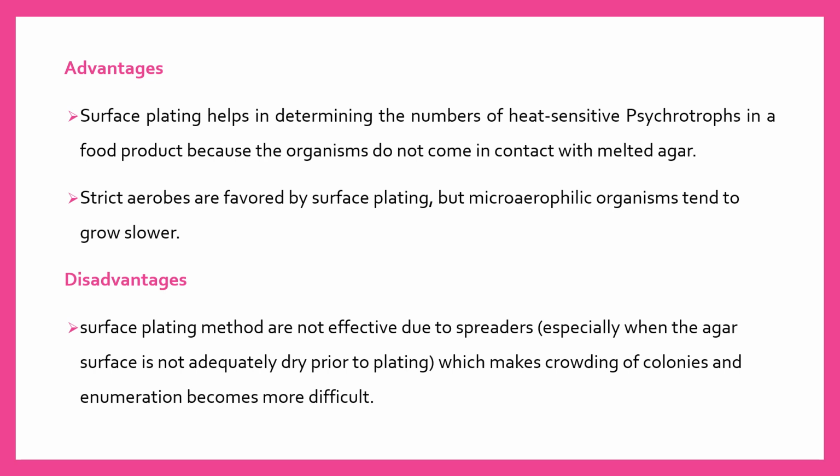Next, we'll see the advantages and disadvantages of the standard plate count. First, the advantages. Surface plating helps in determining the number of heat-sensitive psychrotrophs in a food product because the organisms do not come in contact with melted agar. Strict aerobes are favored by surface plating, but microaerophilic organisms tend to grow slower. The disadvantage of this surface plating or standard plate count method is that it is not effective due to spreaders, especially when the agar surface is not adequately dried prior to plating, which makes crowding of colonies and enumeration more difficult.